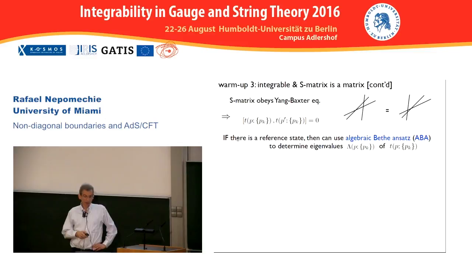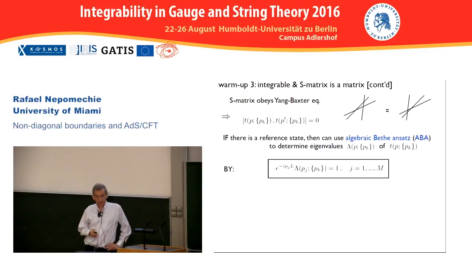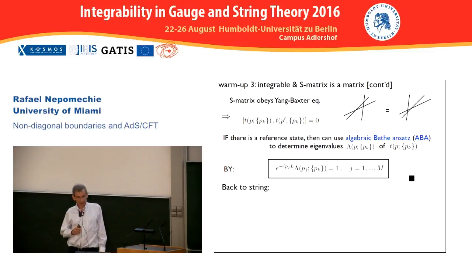And so I say this is a big if because, as we'll see later, we don't always have this reference state, and then you can't use algebraic Bethe ansatz. So let's call the eigenvalues of this transfer matrix lambda. And then the Bethe-Yang equation that I wrote before now becomes this. Right, this lambda here is the eigenvalue of this object we were trying to diagonalize. Okay, and that completes the warm-up. So now let's go back to the string.